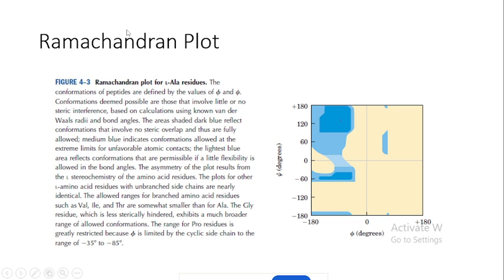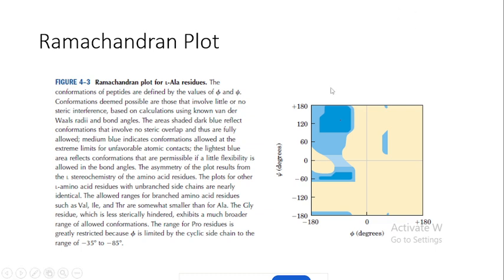So this is specific for alanine. For different amino acids, you will have different Ramachandran plots. So for alanine, these are the phi and psi combinations which will make this amino acid stable, and these are the combinations which will not make it stable. For each amino acid, you will get a different plot.